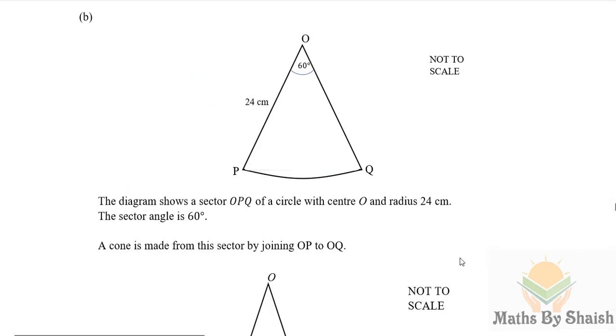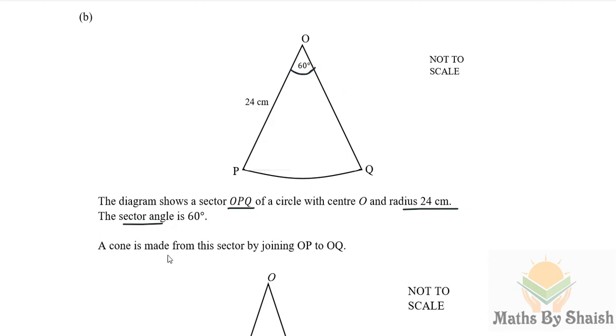And here's the B part. The diagram shows a sector OPQ. OPQ is a sector of a circle with center O and radius 24 centimeters. So this is 24 centimeter. OP and OQ are 24 centimeter. The sector angle is 60 degree. It is given 60 degree.